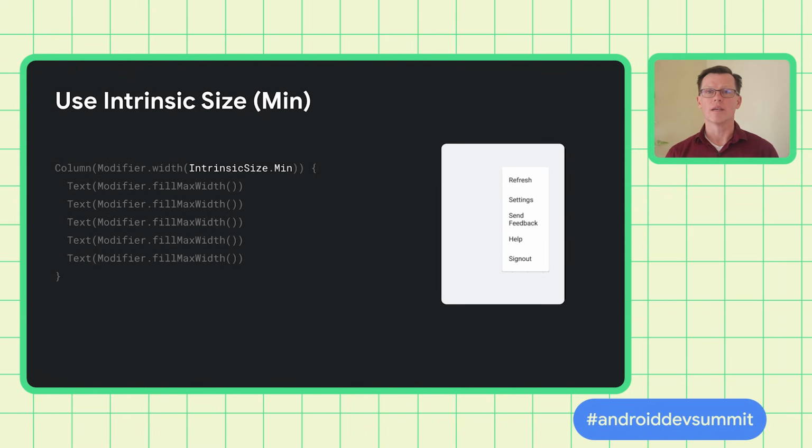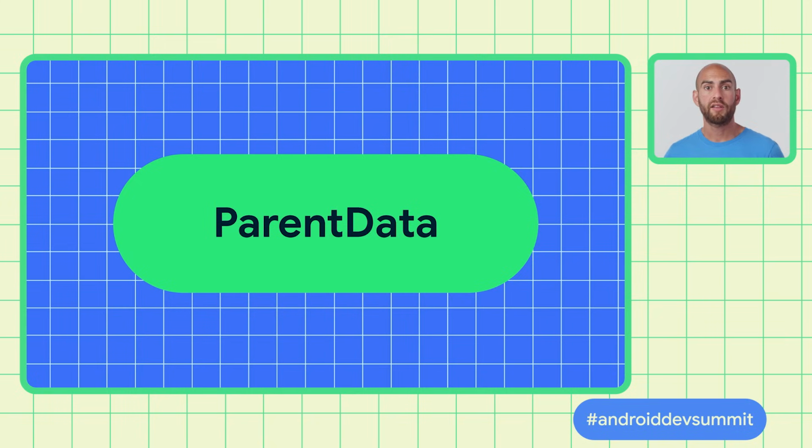You can see that we end up with a word-wrapped menu. The modifiers that we've looked at so far have been general purpose. That is, they can be applied to any composable. Sometimes your layout might want to offer some behavior that requires some information from the child. This is where parent data modifiers are useful.